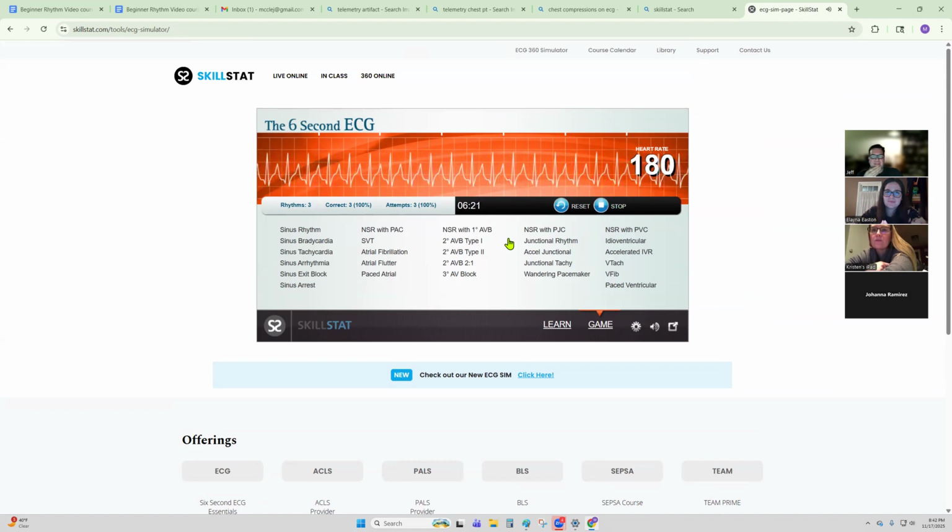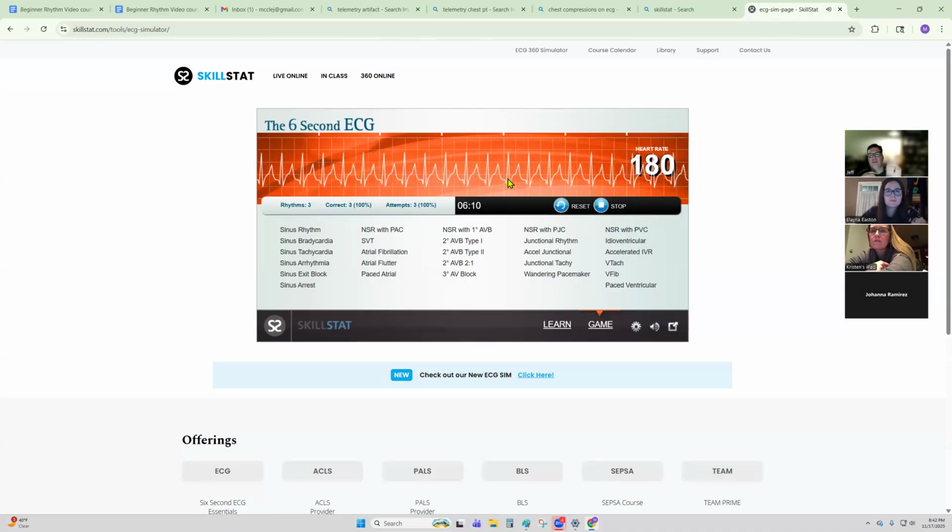SVT. So very rapid heart rate. R to R is very fast. They're very tight. But the QRS is still narrow, right? So that tells you it's still coming down through the normal natural pathway, through the septum, the bundle branches, and Purkinje fibers. You can see a P wave sitting on top of the T wave, so you get an SVT.